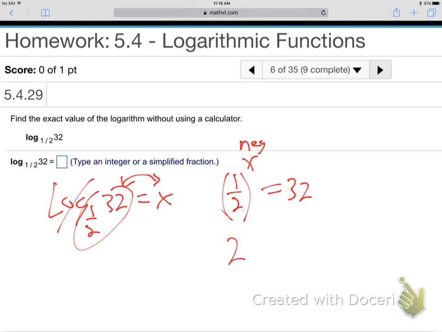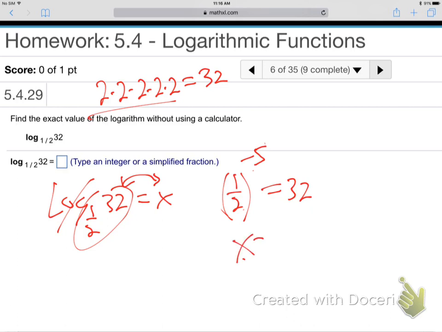I would just take my calculator out. You don't have to memorize this stuff, right? You just do 2 times 2 times 2. You'll find that it's 5 of them. 2 times itself 5 times is 32. So then what does this power have to be here? It has to be negative 5, doesn't it? Because the negative flips it, makes it a regular 2, and then 2 to the 5th is 32. So x is negative 5.